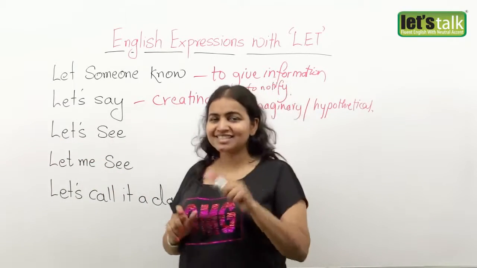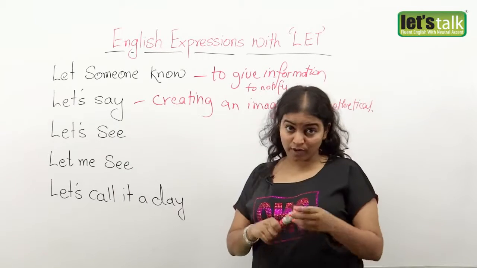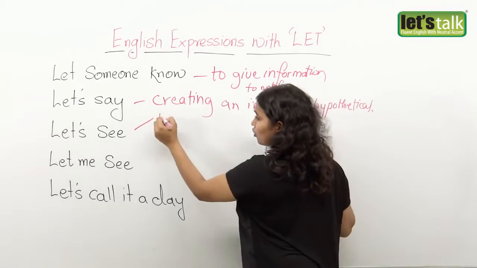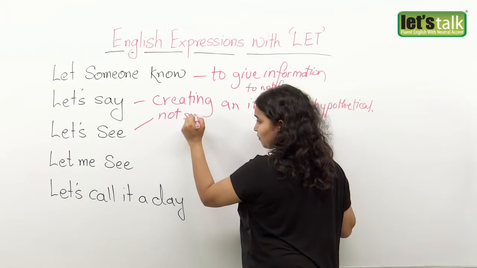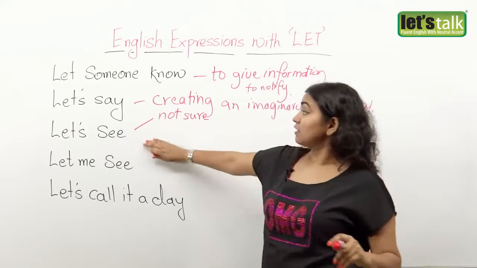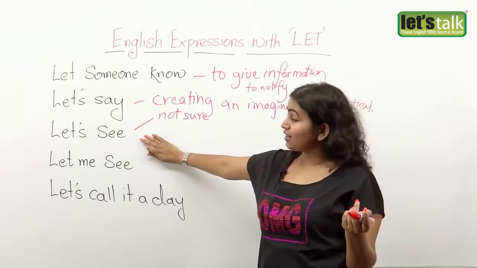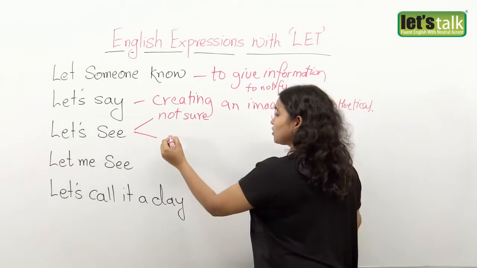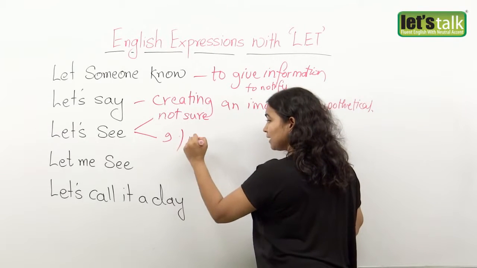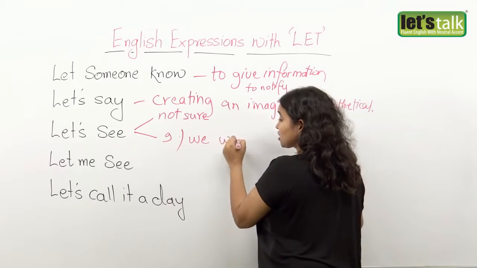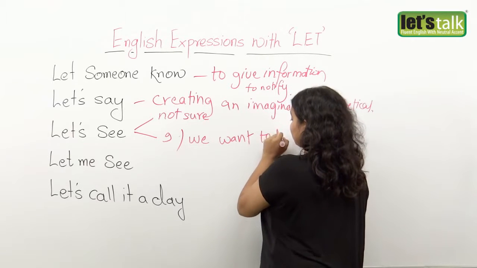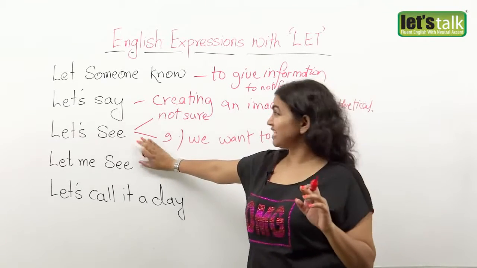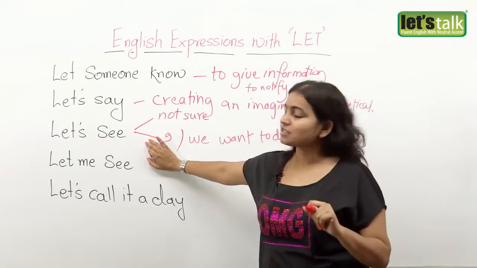And the next one is let's see. Now let's see can be used in two different ways. One of the ways you will use let's see is when you are not very sure about something. And the other way you will use let's see is to say that you or somebody else, I or we, want to discover. I'll tell you how we can use both these different meanings in a sentence.